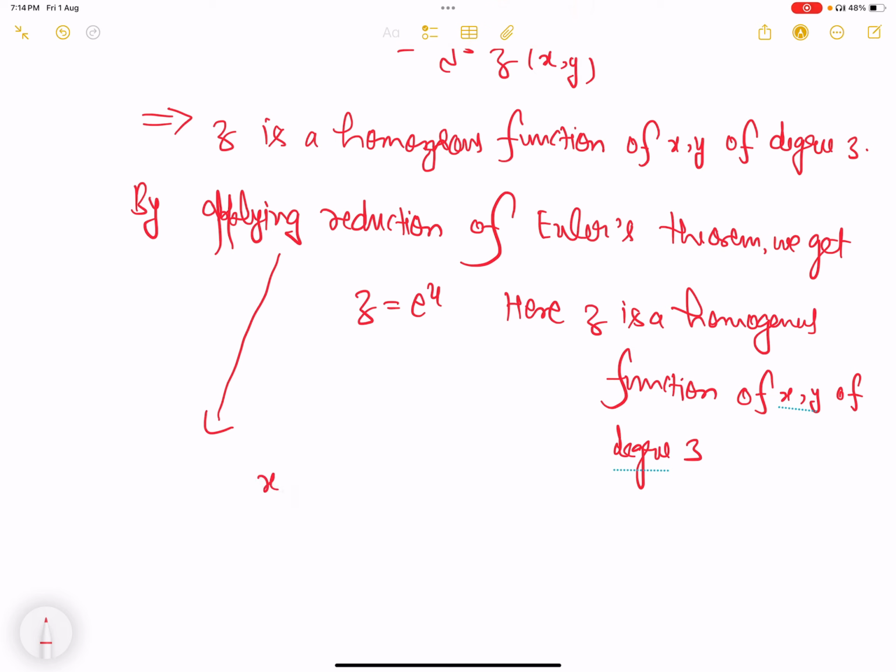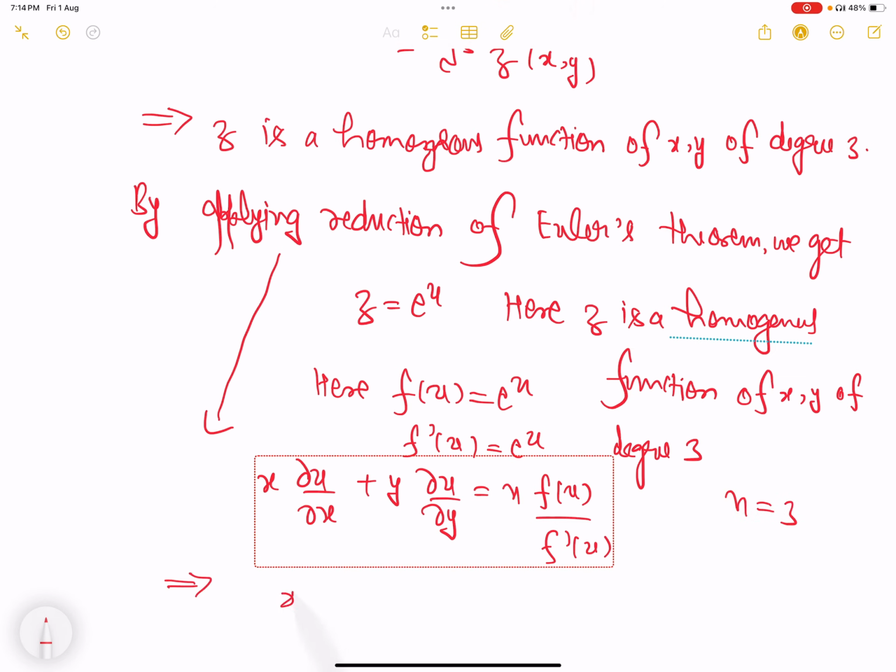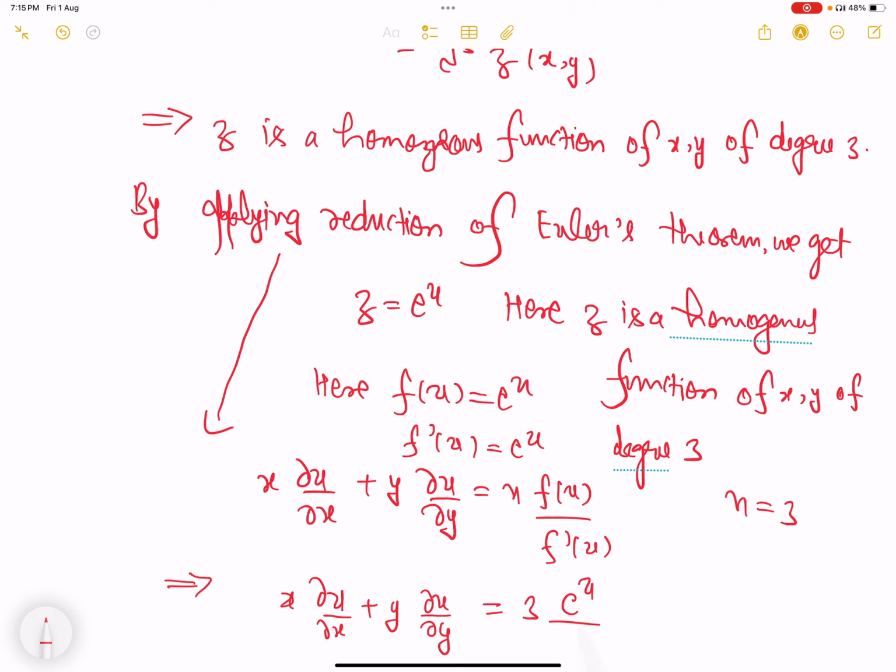So what will we get? We will get x del u upon del x plus y del u upon del y is equal to... what is f u here? f u is nothing but e to the power u, so the derivative will also be e to the power u. So by Euler's theorem we have n times f u upon f dash u. Here n is 3 because the degree is 3. So we have x del u upon del x plus y del u upon del y equals 3 e^u upon e^u.